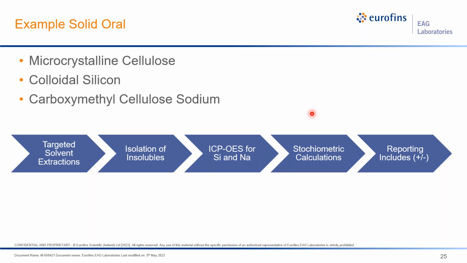So at the end of this, what we're hoping to do is use these ICP values, as well as other techniques we may have available, like FTIR and Raman, to help us distinguish these materials. We're going to use stoichiometric calculations to speciate out silicon, sodium, and also this microcrystalline cellulose. And at the end of the day, we want to report with these plus-minus values, which are associated with our RSDs and RPDs. So this is a really challenging project.